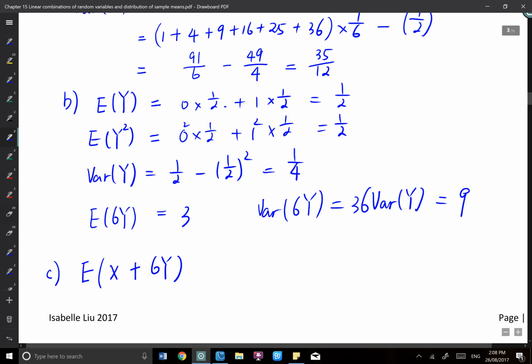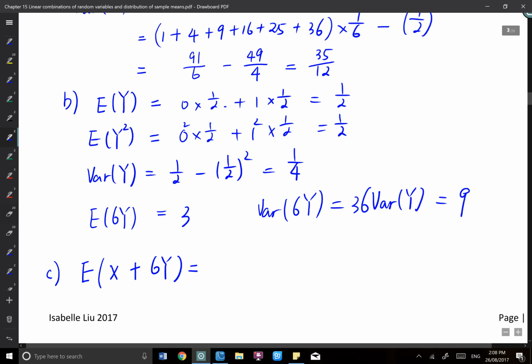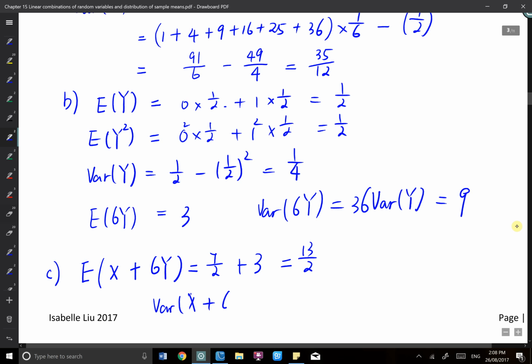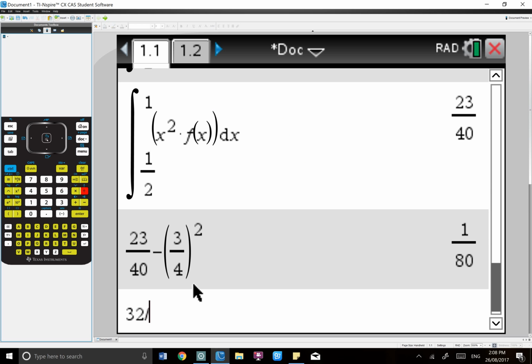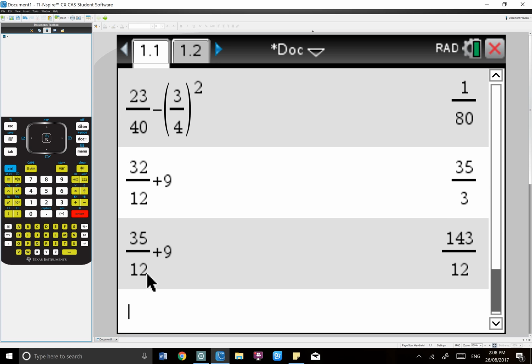Part C is looking for the expected value of x plus 6y. So that's expected x plus expected 6y. Expected x is 7 on 2 plus expected 6y is 3, which gives 13 on 2. The variance of x plus 6y is the variance of x, which is 35 on 12, plus the variance of 6y, which is 9. So that's 35 on 12 plus 9, which is 143 on 12.